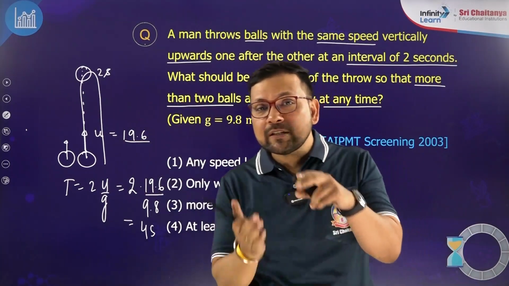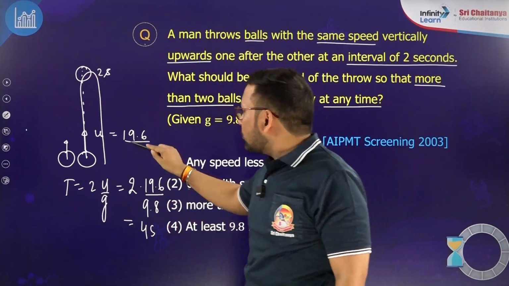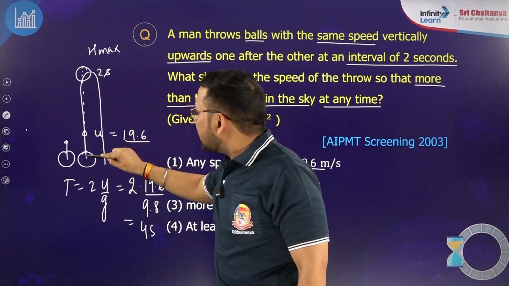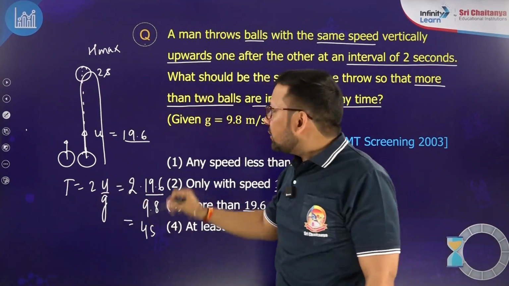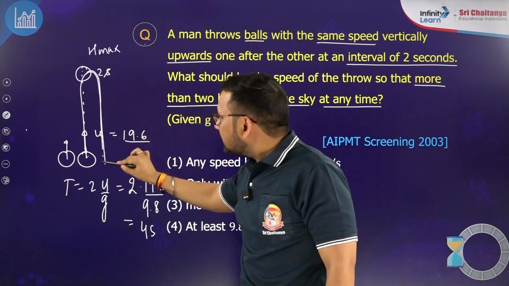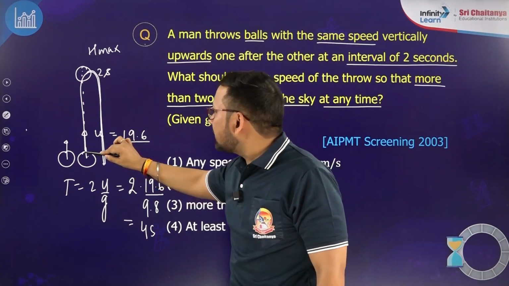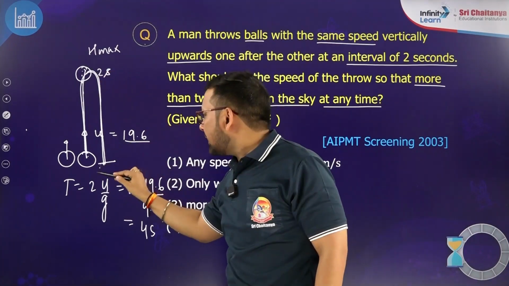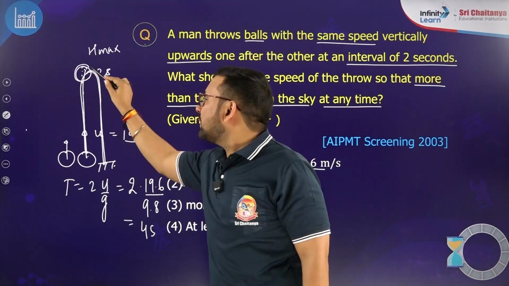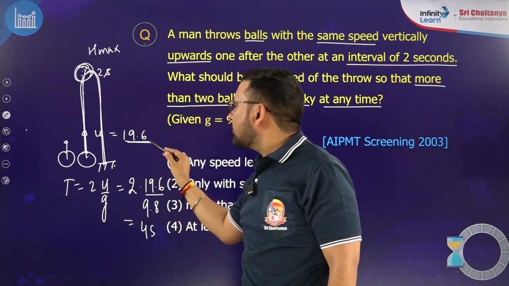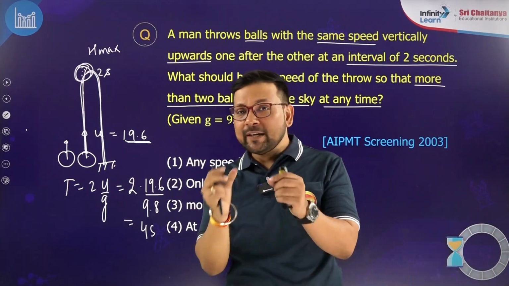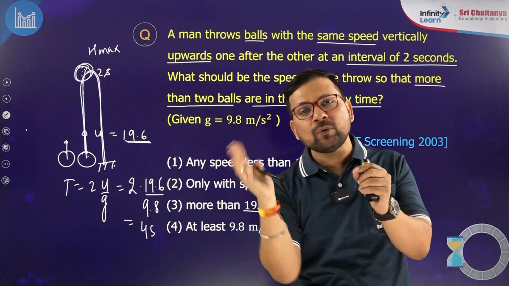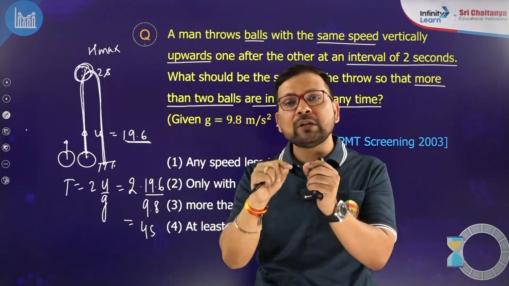According to our question, the interval is 2 seconds. It means in 2 seconds, the first ball is at the maximum height and the second ball you are throwing. Now, this ball is coming here in 4 seconds, then it will be reaching here. That way only one ball is in air, because one ball has already touched the ground. Only one ball is in air if you are throwing with 19.6. Understand the question. In 4 seconds time of flight, the first ball has reached the ground and only the second ball is in air.